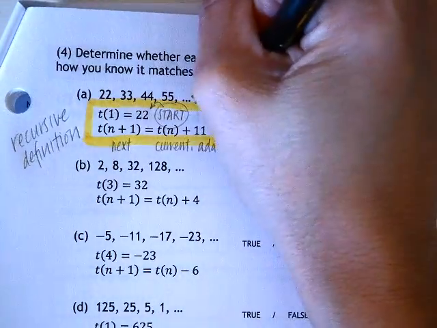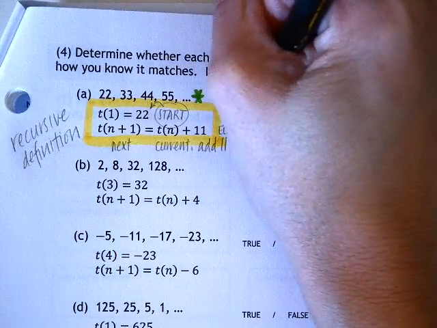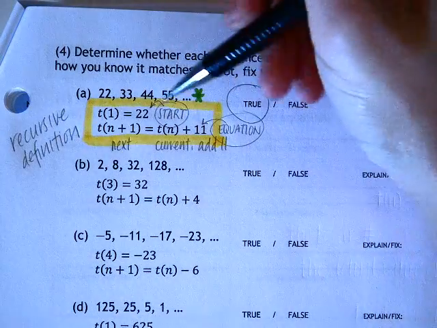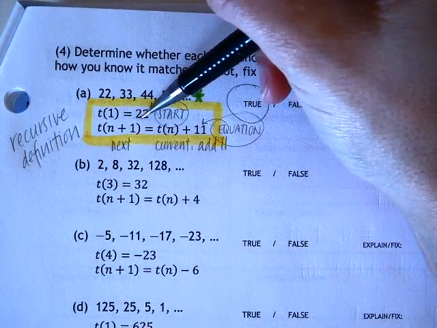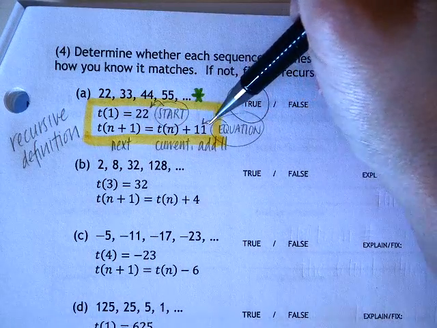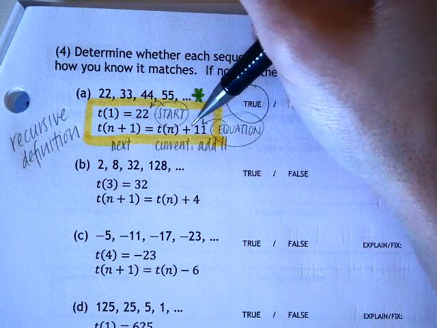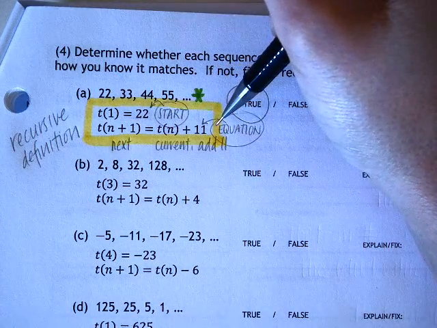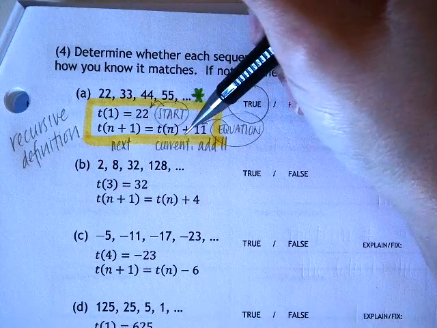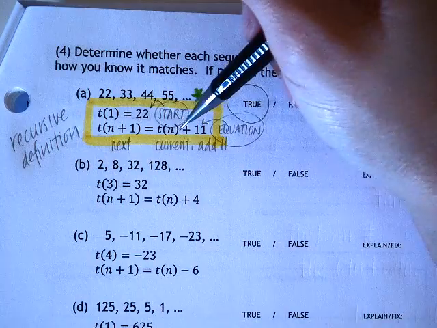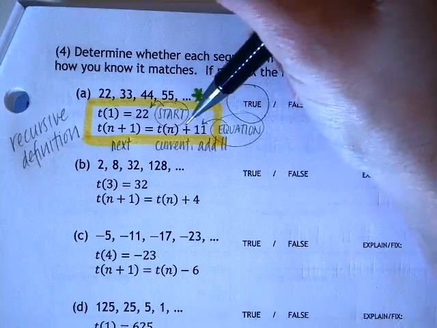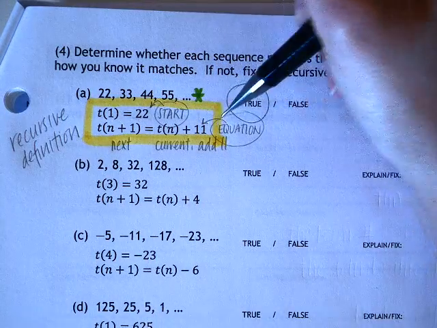And then you'll need the actual equation itself, the part that tells you in terms of t of n what exactly is going on. So the equation is always going to have the same structure, t of n plus 1 equals t of n, and then the operation. So if it's a sequence that's adding 11 like this one, t of n plus 11. If your sequence is subtracting 10, t of n minus 10. If your sequence pattern is multiply 4, t of n times 4.